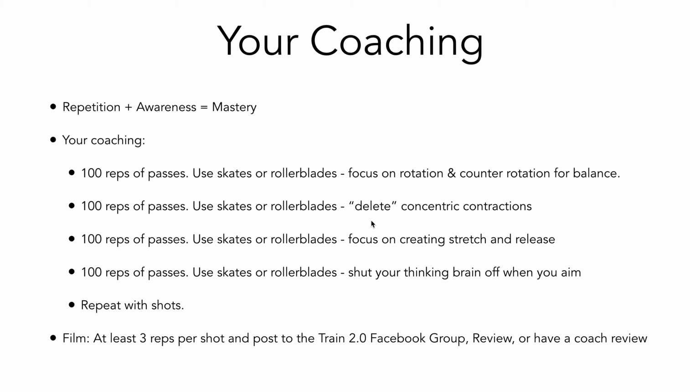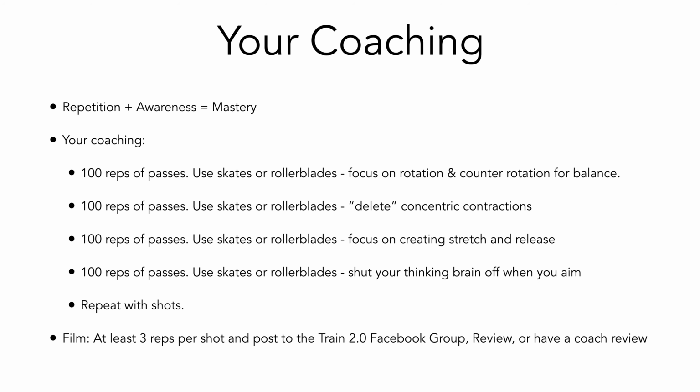And then the last part is you're going to aim, but you're going to focus on shutting off your brain when you aim. Like, don't think. You're just going to look at a thing and then hit it instead of trying to think about where your aim is. And then you're going to repeat this with 100 shots each. You want to film at least 3 reps per shot and post in the Train 2.0 Facebook group, and then review or have a coach review. And you're going to want to get some feedback on that.